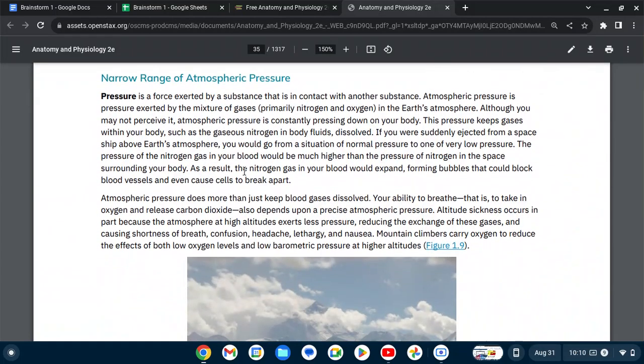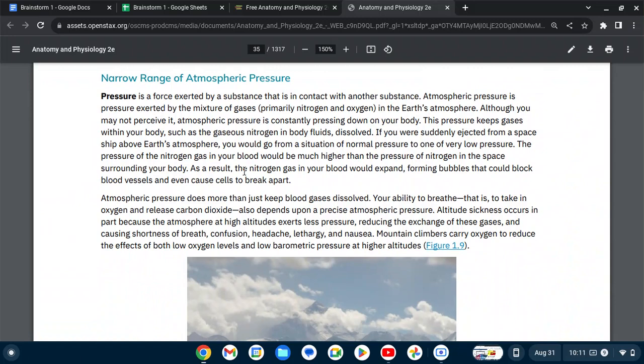Narrow range of atmospheric pressure. Pressure is a force exerted by a substance that is in contact with another substance. Atmospheric pressure is exerted by the mixture of gases in the Earth's atmosphere. Although you may not perceive it, atmospheric pressure is constantly pressing down on your body. This pressure keeps gases within your body, such as the gaseous nitrogen in body fluids, dissolved.